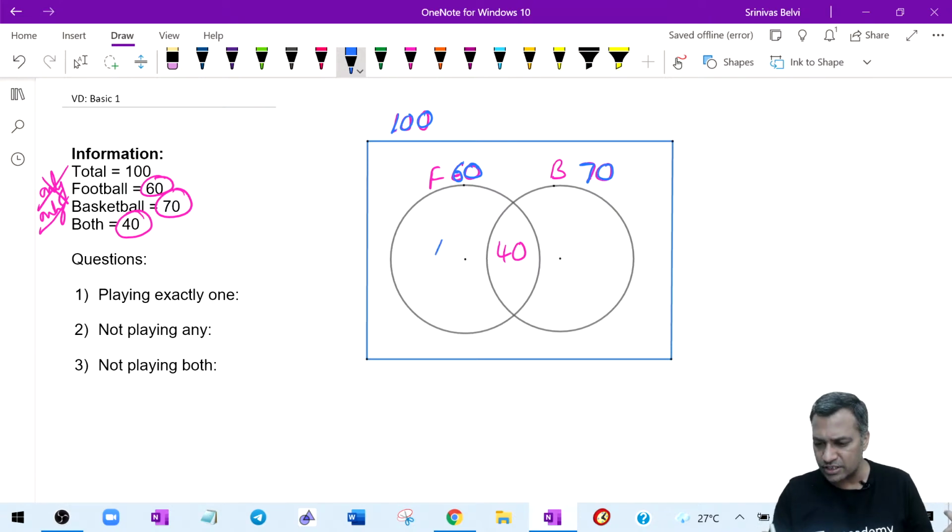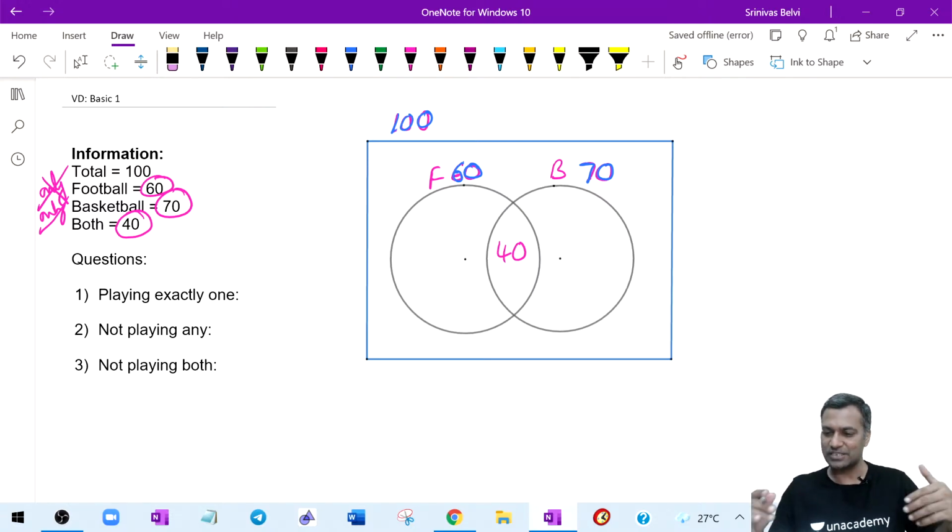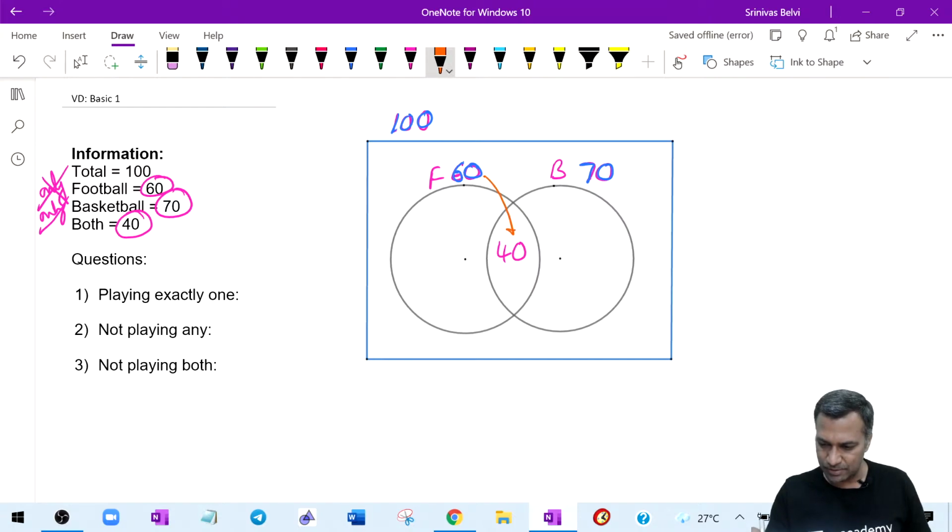Where are my actuals here? Actuals are not there. Let me come to the actuals. I'm busy with the governing numbers. Actuals, fair enough. The 60 has been split as 40 and what more? 20. The 70 has been split as 40 and what more? 30.